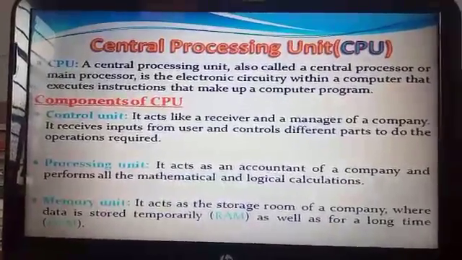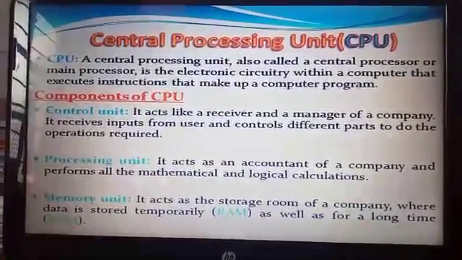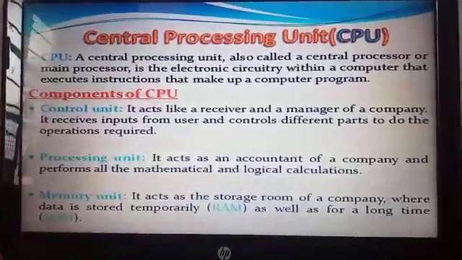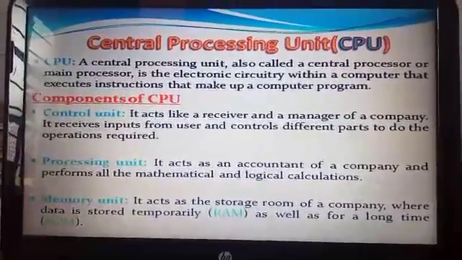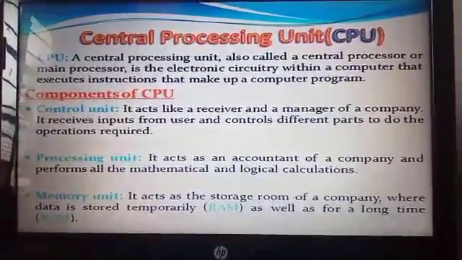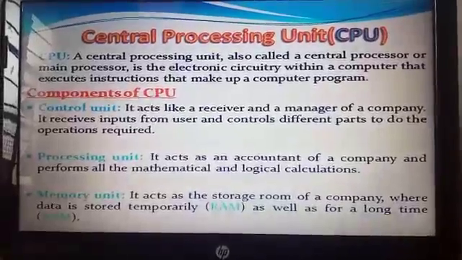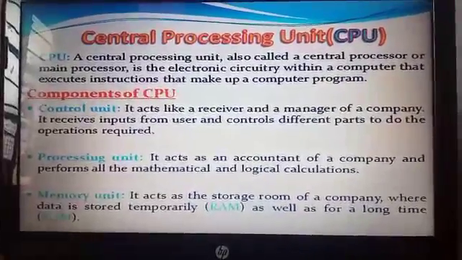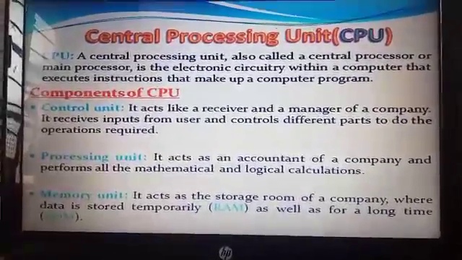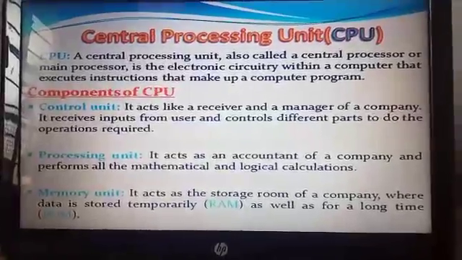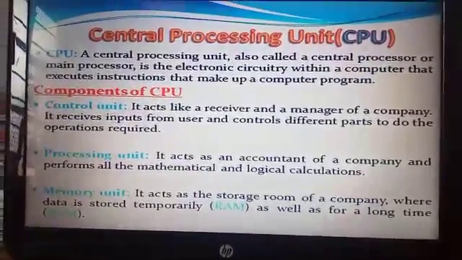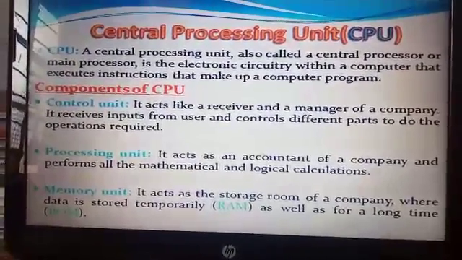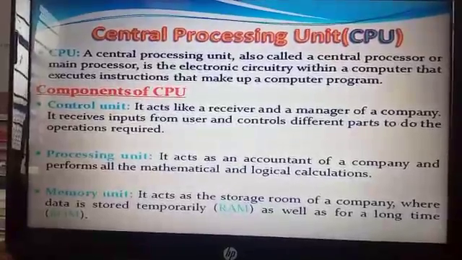Students, CPU is the important part of computers. How all things inside a computer are managed and processed depends upon the CPU. Next is components of CPU. There are three components of CPU.